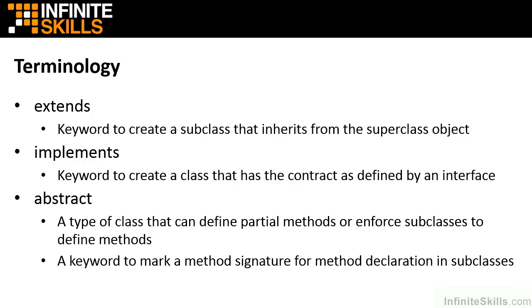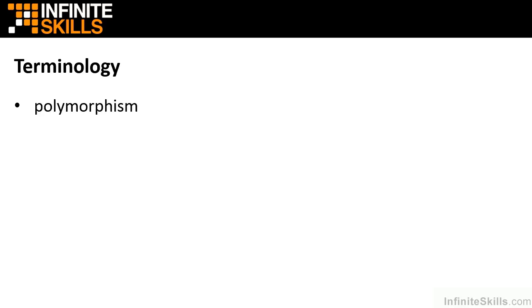Additionally, we can mark a method as abstract. Now, this will happen in the abstract class. It happens inherently in the interface, but in the abstract class, we'll specifically define a method as abstract. But that means this keyword will enforce that the subclass that extends the abstract class will have to implement this method. So the next term is polymorphism.